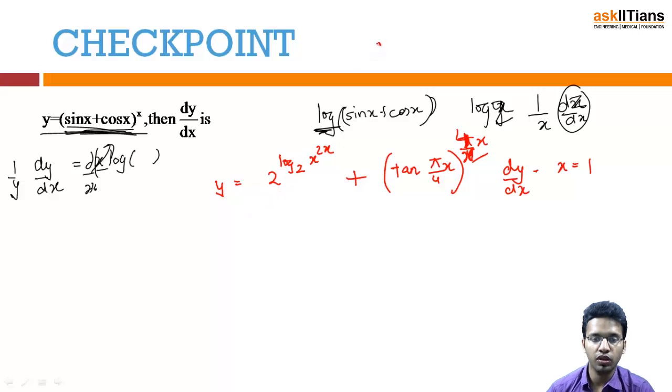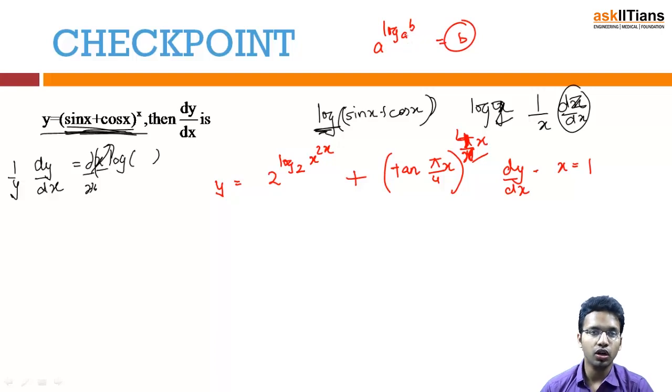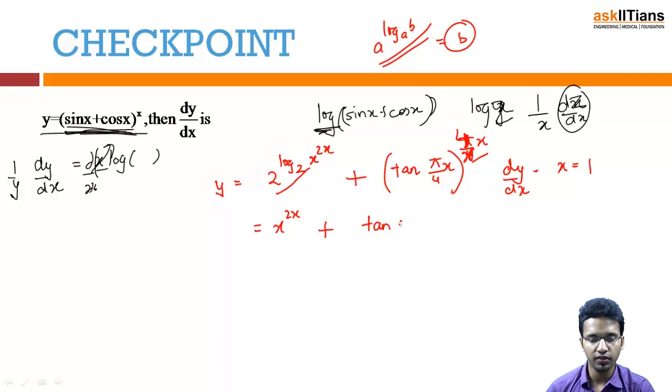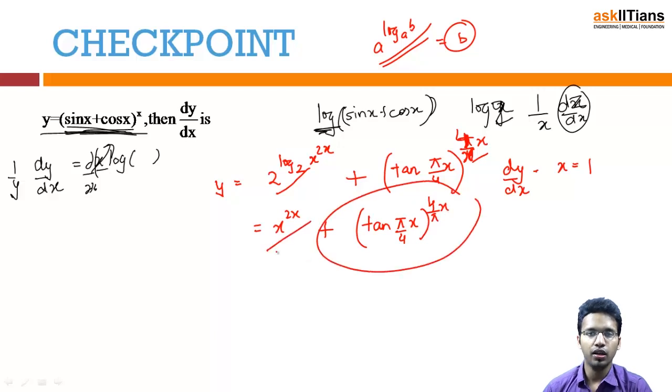So now we should know this rule, that a raised to power log_a b is nothing but b. Those who are not clear with the log, stop, first follow the log, then go for logarithmic differentiation again. You can just read the properties of log, which will be very helpful. So this cancels out basically, x raised to power 2x plus tan(pi by 4 x) raised to power x. Now here this part will be requiring the logarithmic differentiation.